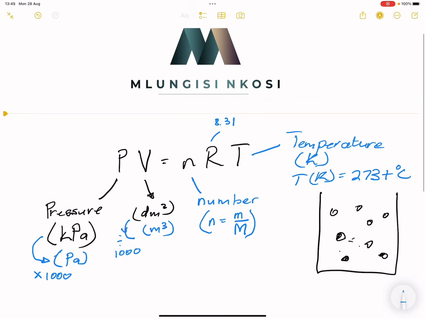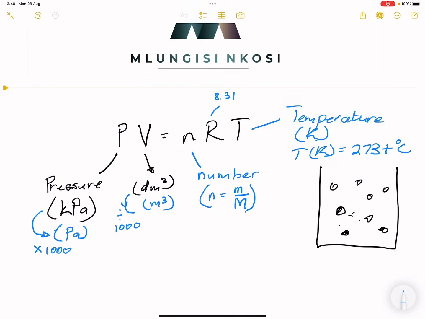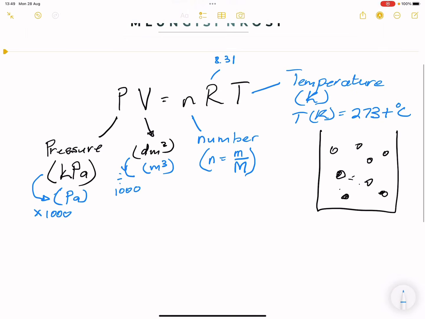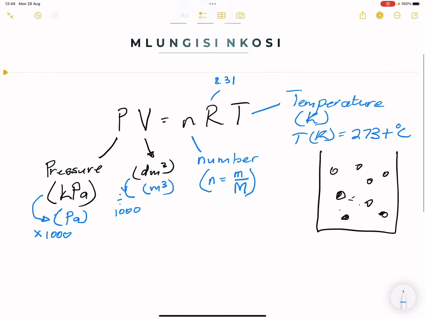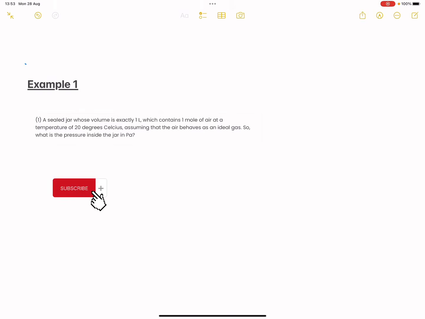Now we're going to try out some questions using the ideal gas equation. I think what I will want to do finally is have a look at graphs, however I will do that in the next video. Now let's look at our first example.